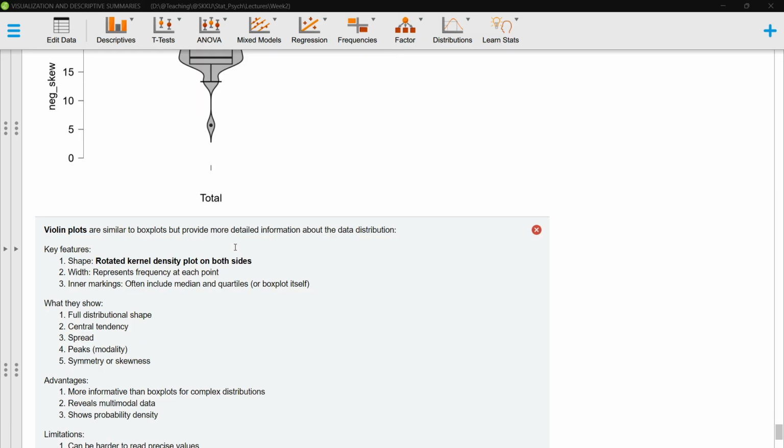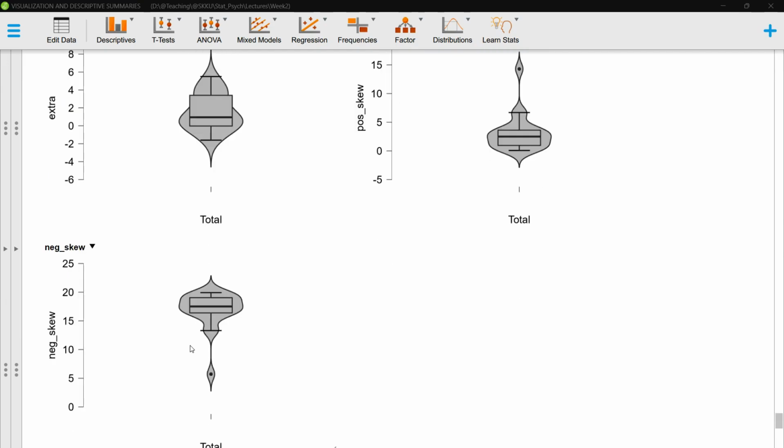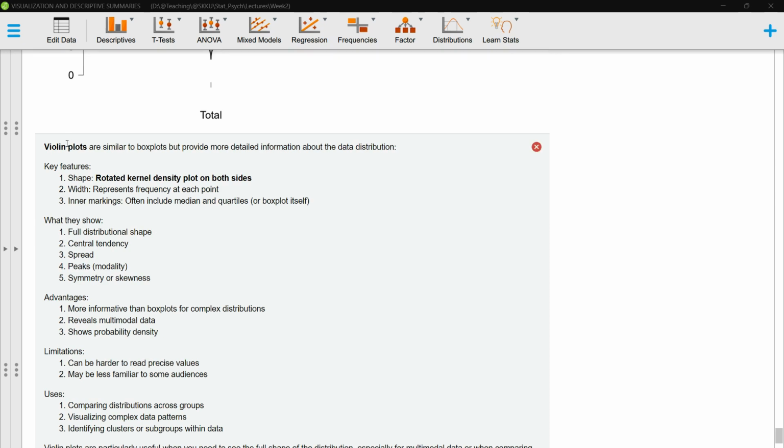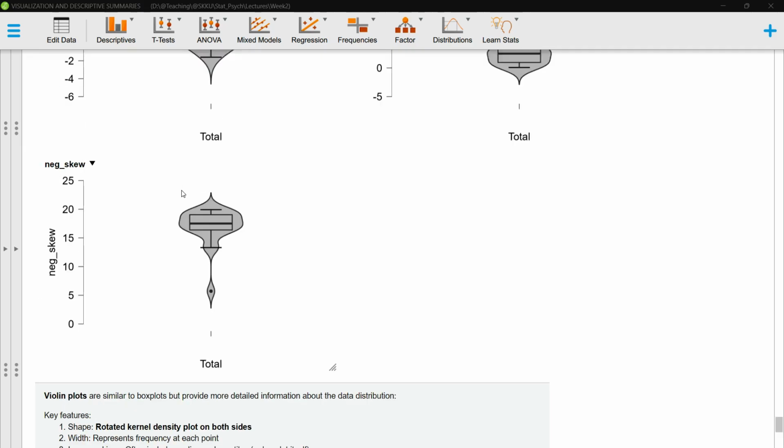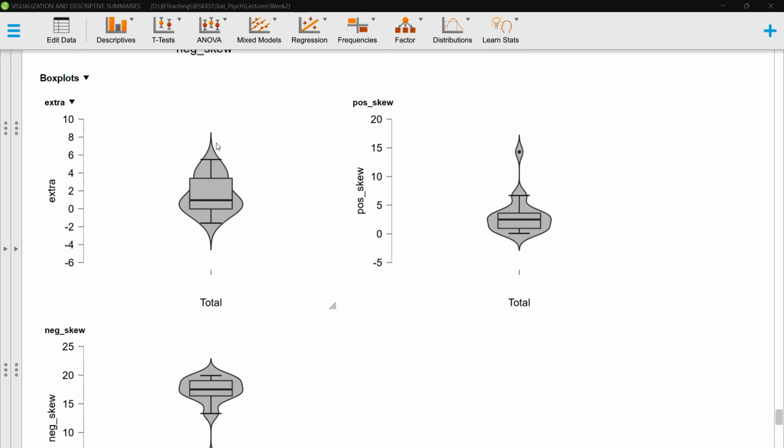For the skewed variable, we see the very skewed shape of the box plot as well as the violin plot. So what is the violin plot? Violin plots are similar to box plots, but provide more detailed information about the data distribution. The key features of the violin plot are the shape, width, and inner markings. The shape is the rotated kernel density plot on both sides. We have both sides as a mirror image of the density plot.